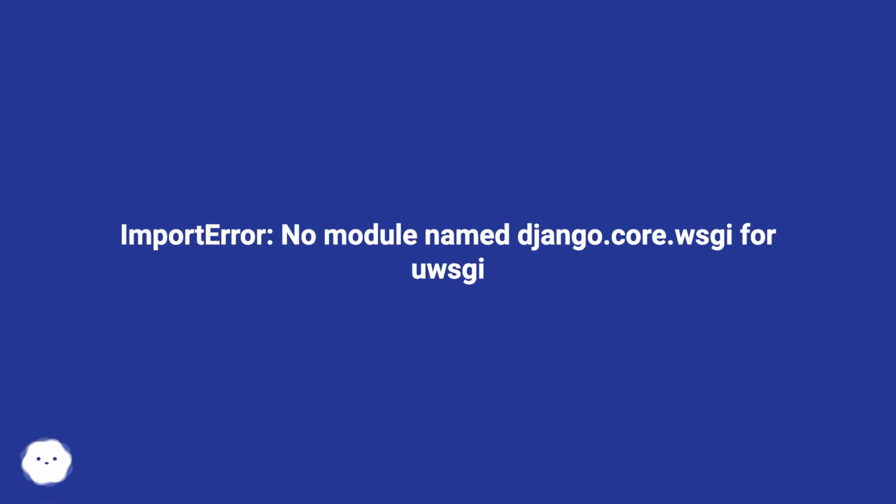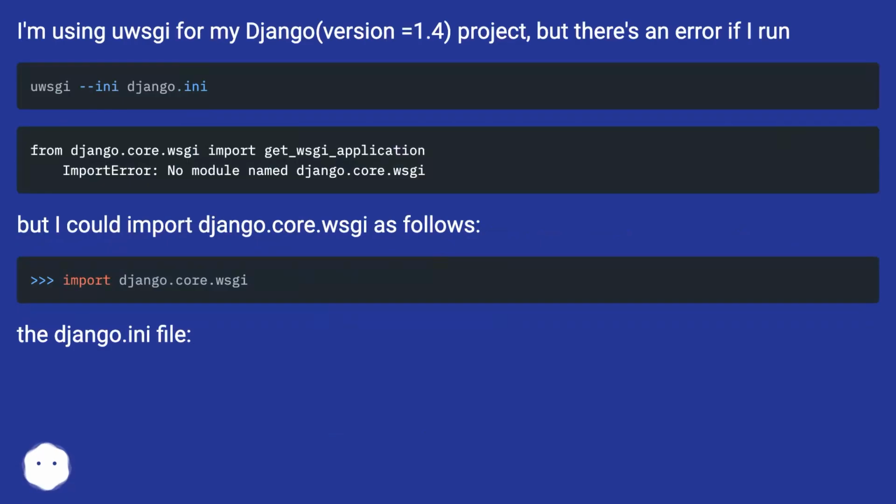ImportError: no module named django.core.wsgi for uwsgi. I'm using uwsgi for my Django version 1.4 project, but there's an error if I run it. But I could import django.core.wsgi as follows. The django.ini file.